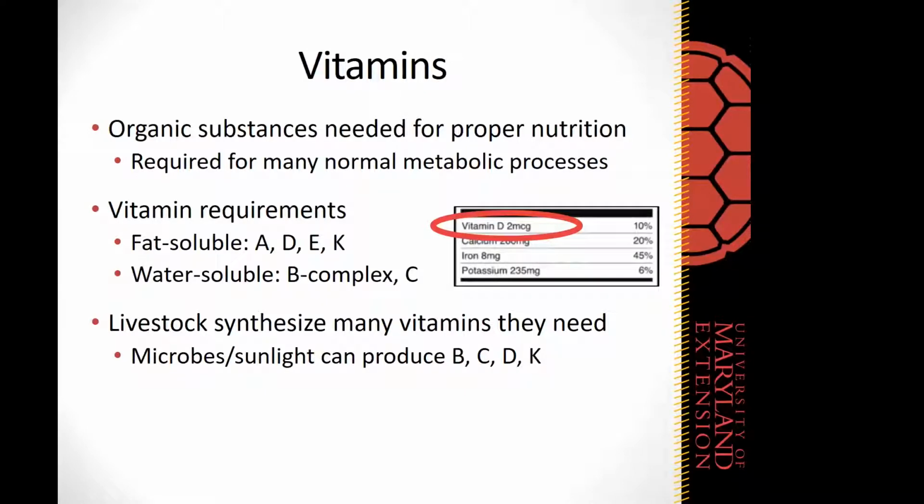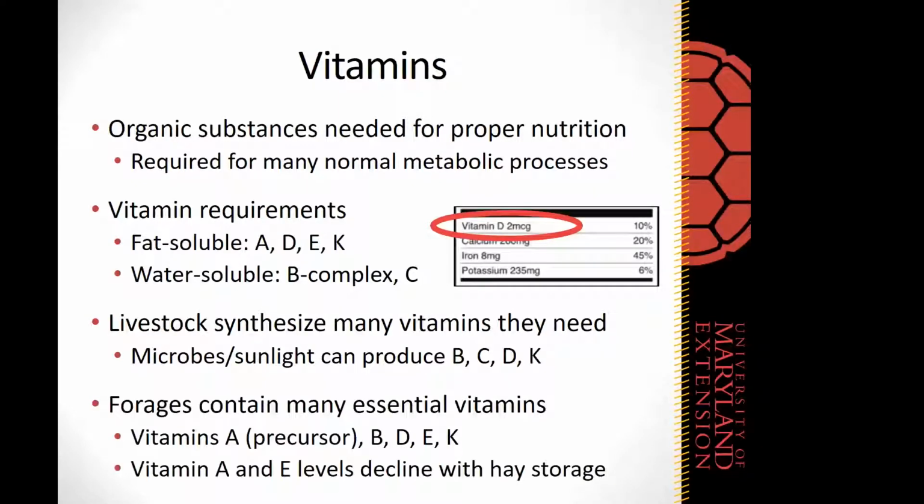Livestock do have the advantage that they can actually synthesize many of the vitamins that they need. So the microbes that are present in the rumen of those cattle can actually provide a lot of vitamins to that animal. And they can also get vitamin D from sunlight, just like we can. As long as they're getting access to some sun, they're able to synthesize vitamin D in that way. So forages do contain a lot of those vitamins that the livestock can synthesize, but they also contain some of the ones that they cannot. So vitamin A and E in particular are present in forage, especially fresh pasture, and are required by the livestock because they're not able to synthesize them themselves.